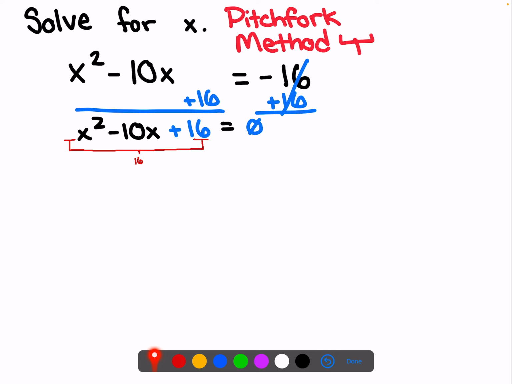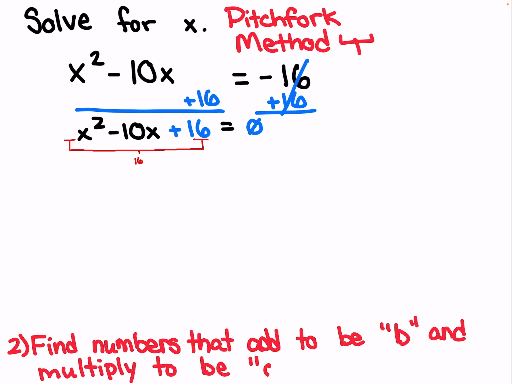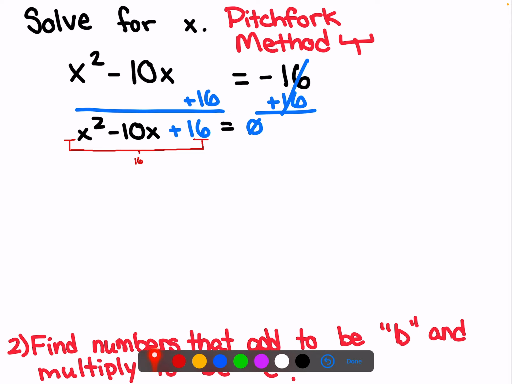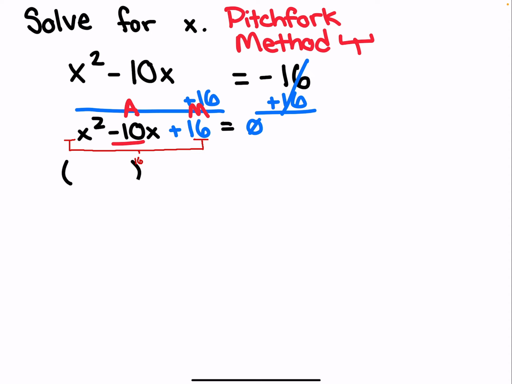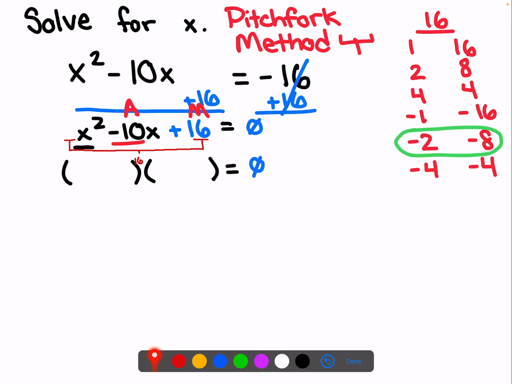From here, I'm going to find numbers that add to be our b value, negative 10, and multiply to be our c value, positive 16. So I write out all the numbers that multiply to be 16: 1 and 16, 2 and 8, 4 and 4, and then all the negatives as well. The only one that will add to be negative 10 is -2 and -8.